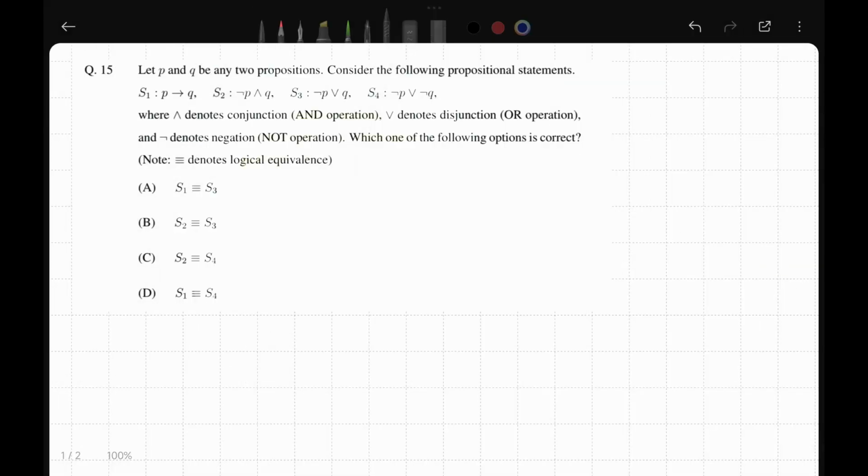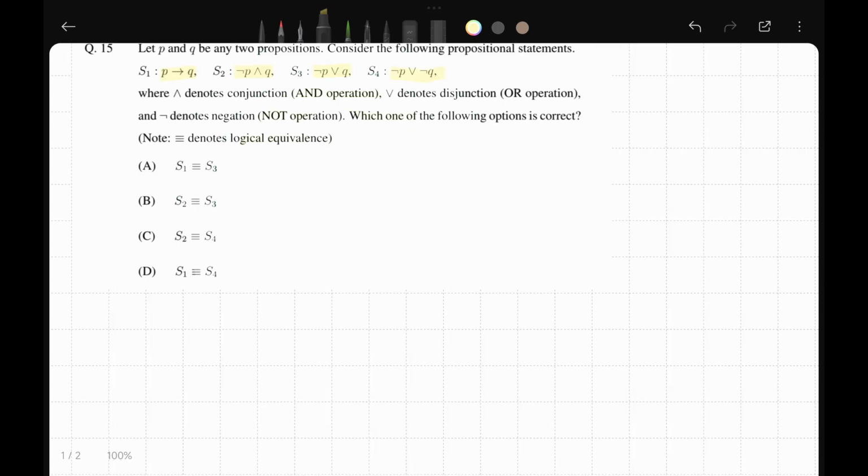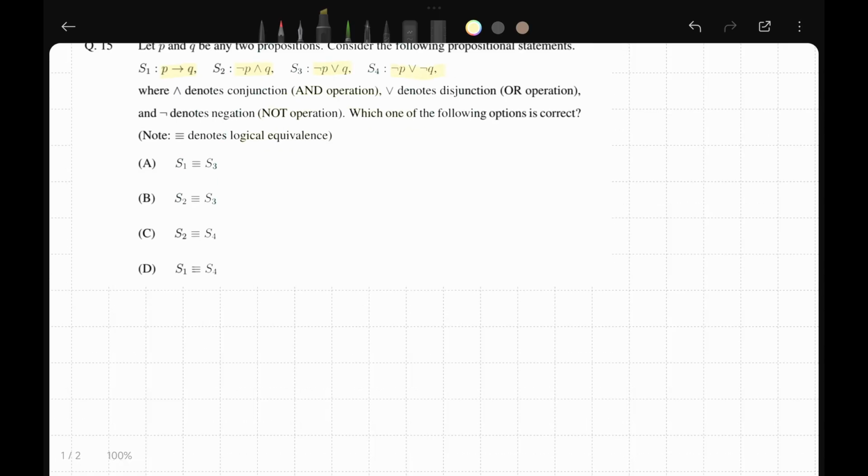The 15th question is from propositional logic. So in this we are given four propositional statements. The first one says if P then Q. Second one is not P and Q. Third one is not P or Q, and fourth one is not P or not Q, right? These are usual notations, so we don't have to worry about that.